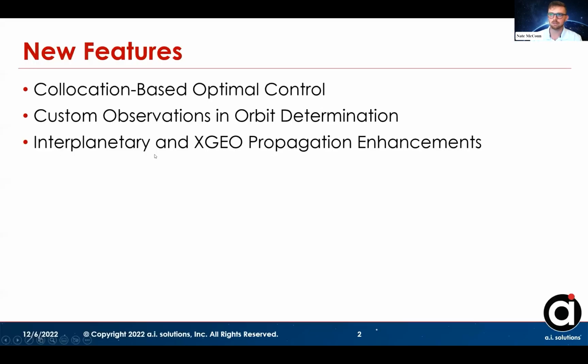So without further ado, we'll go ahead and introduce our three major headlining features. The first one we'll talk about today is going to be collocation-based optimal control. We'll then introduce custom observations and orbit determination. And finally, we'll talk about interplanetary and xGEO propagation enhancements, which were made in FreeFlyer 7.8.